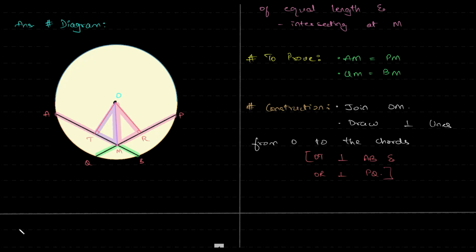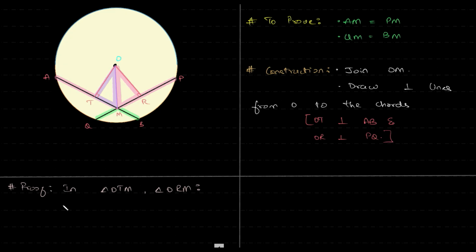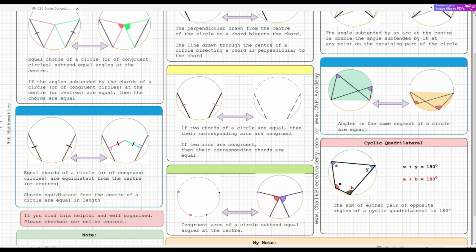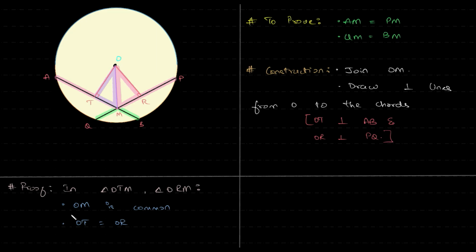So what do we have here? Proof: in triangle OTM and triangle ORM, let's see, I think I can prove them to be congruent. OM is common. Then we have OT equal to OR. But why and how? Which theorem is it? It's there in front of you. Think. Equal chords of a circle are equidistant from the center.